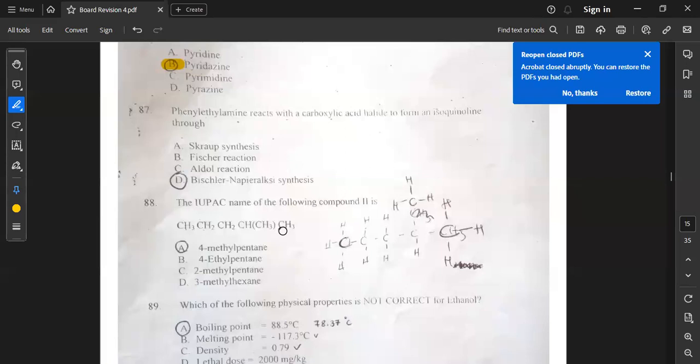We can move to number 88. The IUPAC name of the following compound. So if you draw the compound, it's a 2-methyl pentane, right? 2-methyl pentane.